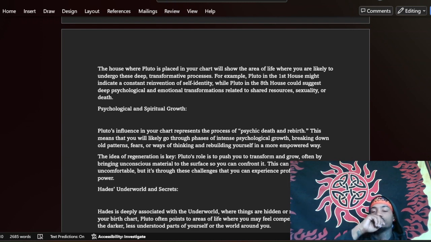So now, what I want y'all to understand. The idea of regeneration is key. Pluto's role is to push you to transform and grow. So now this can be uncomfortable, but it's going through these challenges that you experience profound personal power. You got to think about it.